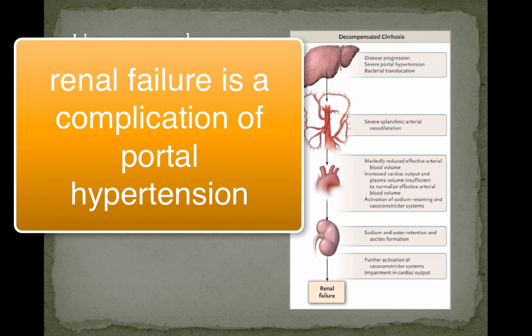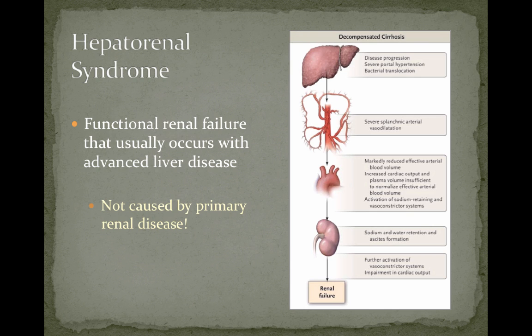So again, the patient has cirrhosis or some kind of significant liver disease, and you get a backup of the portal circulation. And so you wind up having a problem with the kidneys as well. You can also see it with alcoholic cirrhosis, or also fulminant hepatitis, so when the hepatitis is rapidly occurring, and you get a functional renal failure caused by hypotension more than anything.